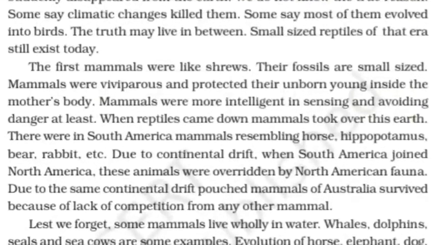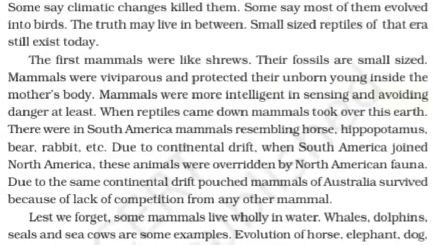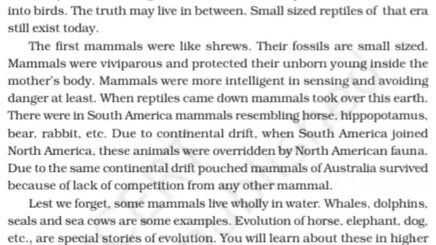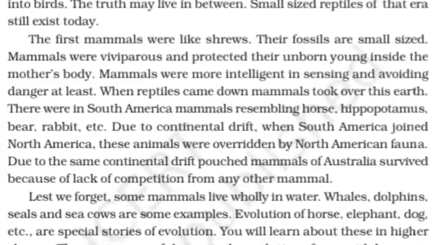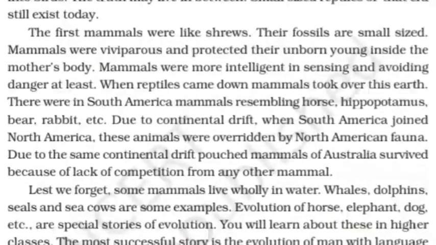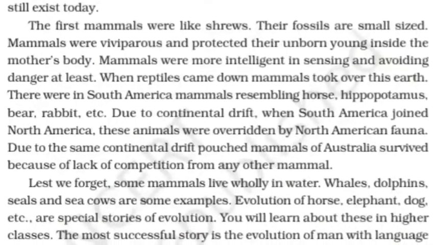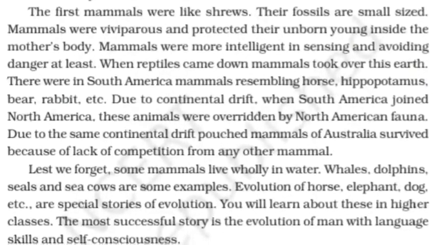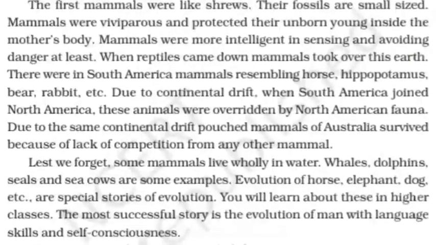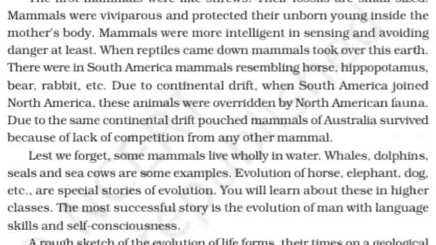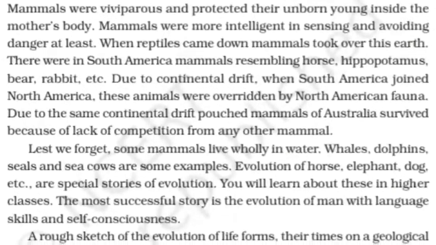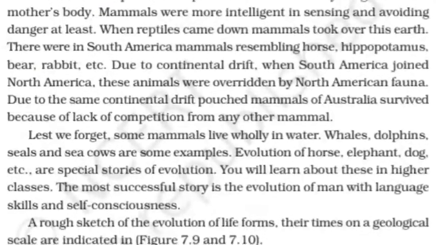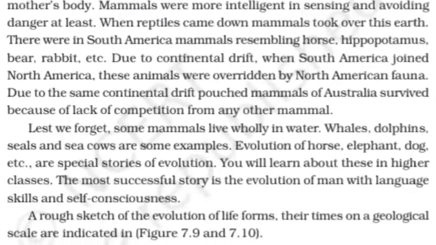The first mammals were like seals. Their fossils are small-sized. Mammals were viviparous and protected their unborn young inside the mother's body. Mammals were more intelligent in sensing and avoiding danger at least. When reptiles came down, mammals took over this earth. There were in South America mammals resembling horse, hippopotamus, bear, rabbits, etc. Due to continental drift, when South America joined North America, these animals were overridden by North American fauna. Due to the same continental drift, pouch mammals of Australia survived because of lack of competition from any other mammals.